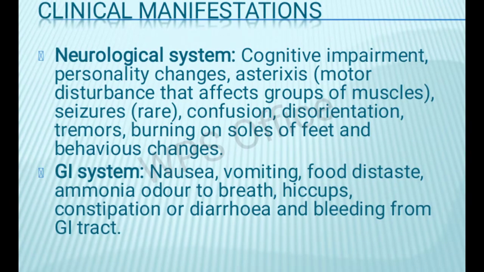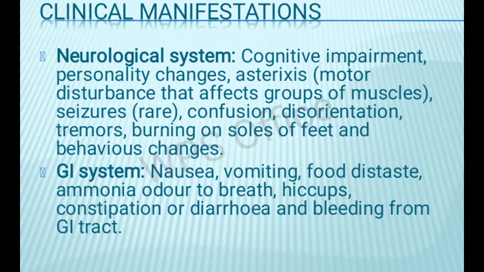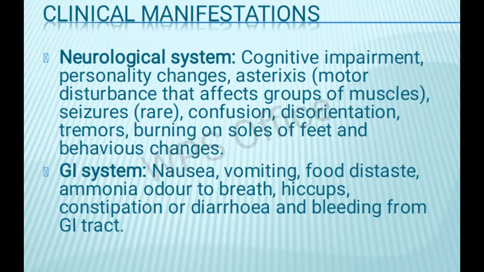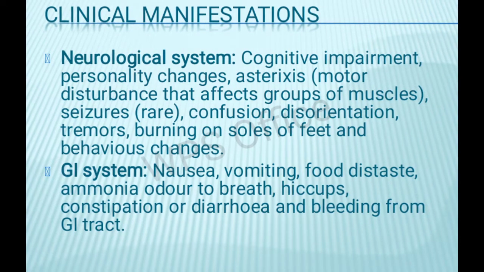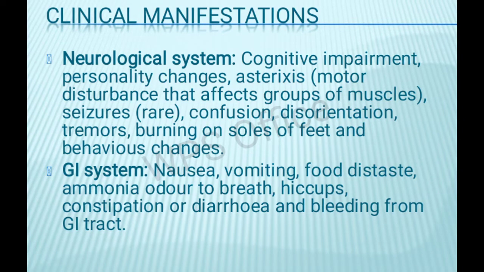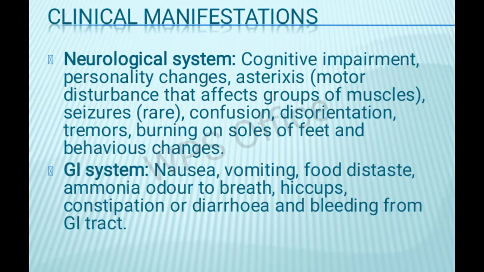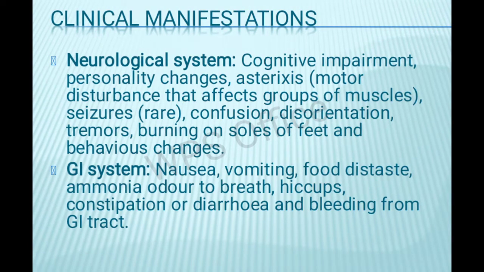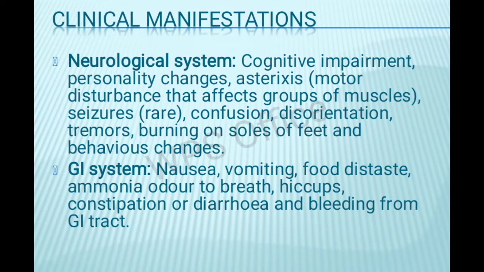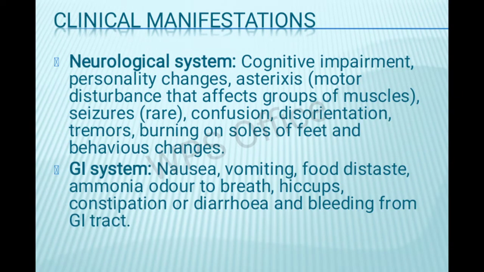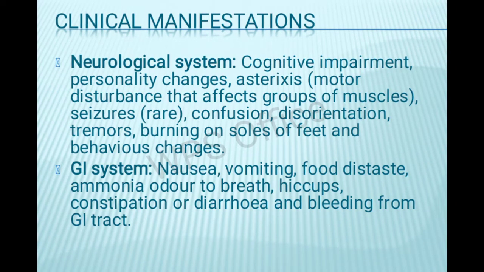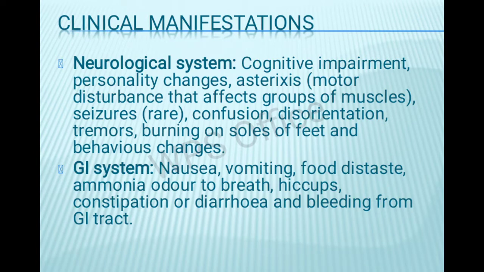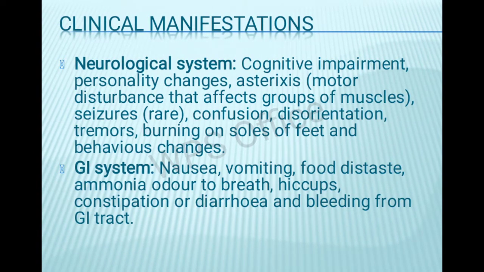Next we'll discuss the clinical manifestations, that is the signs and symptoms. I've classified them system-wise. So first is the neurological system. In the neurological system, there will be cognitive impairment. That is, a person will not be able to remember, and difficulty in concentrating will be there. Then personality and behavior changes. Then memory impairment will be there. Then asterixis, that means there will be a motor disturbance that affects a group of muscles. Motor means movement and muscle coordination. So if there is loss of balance in muscle coordination, then there will be involuntary movements like tremors of the face, feet, and so on.